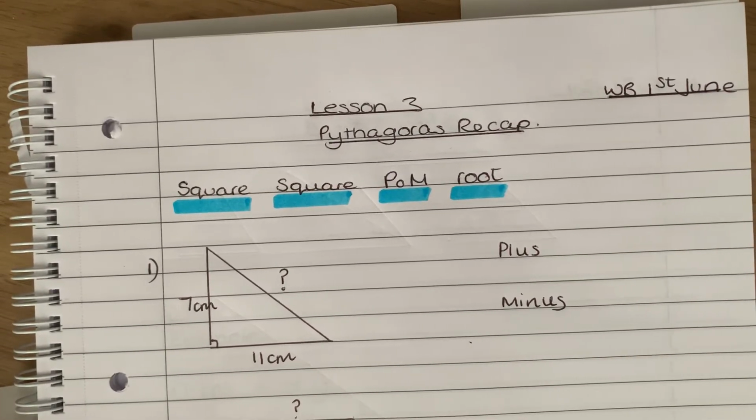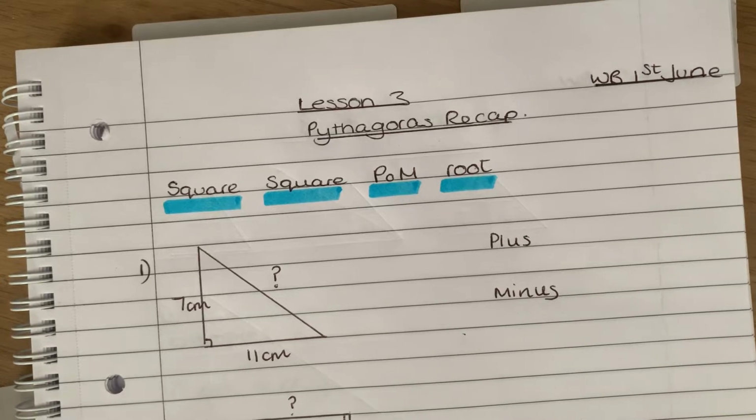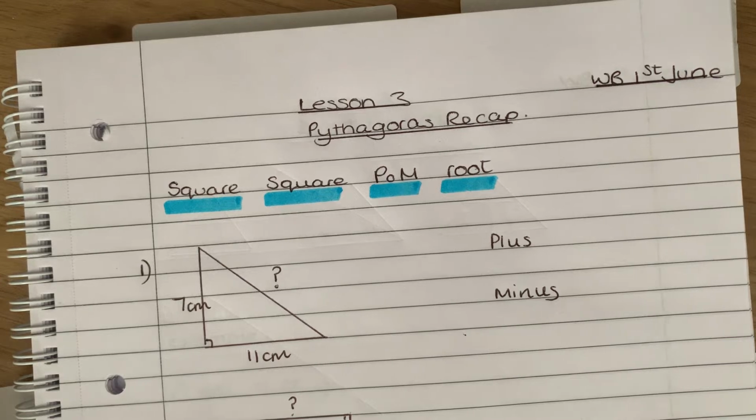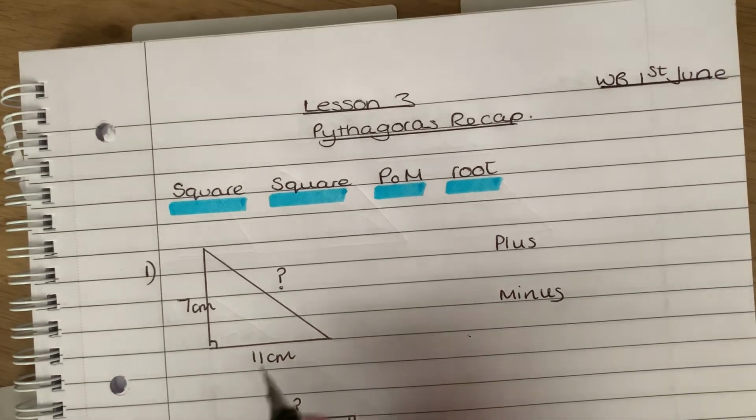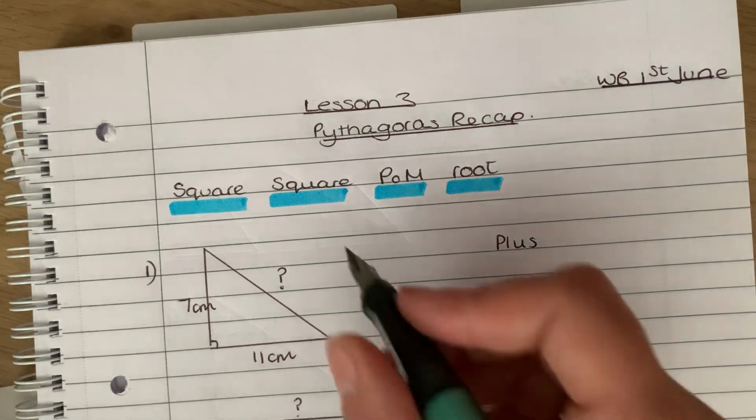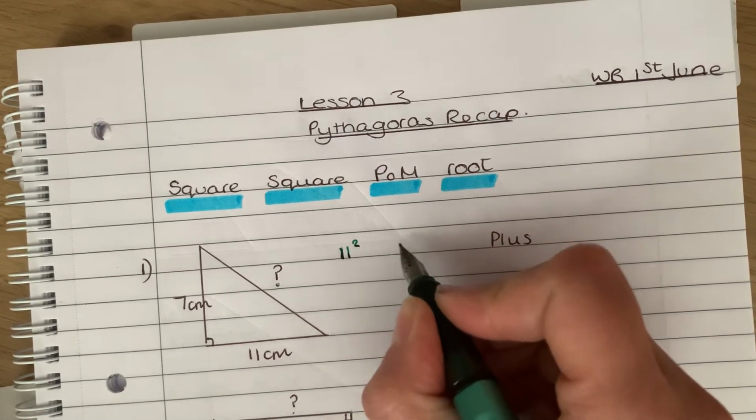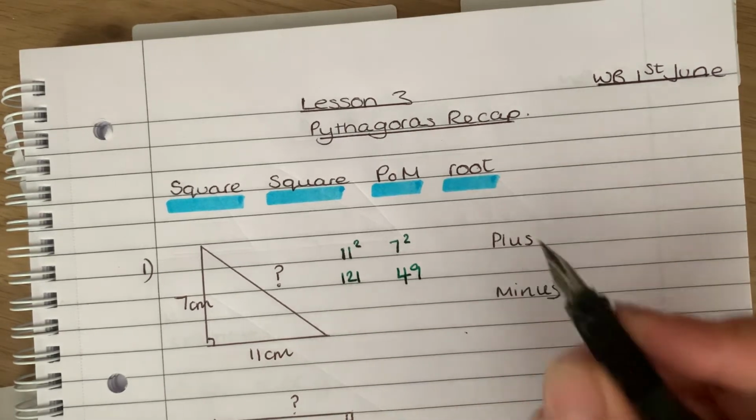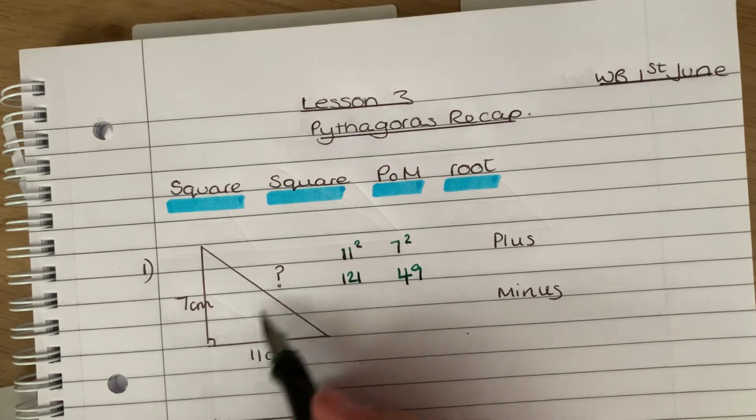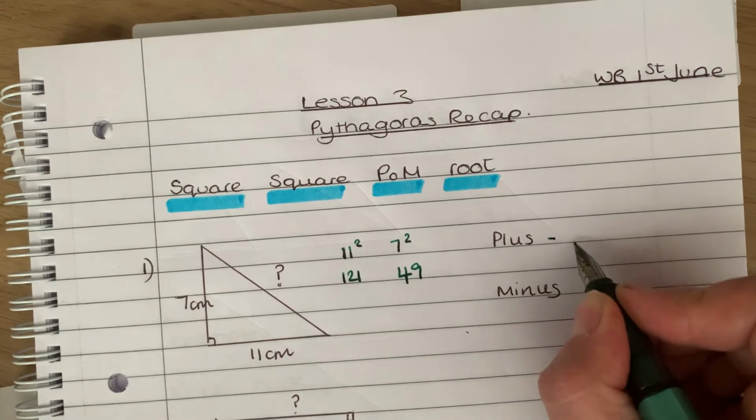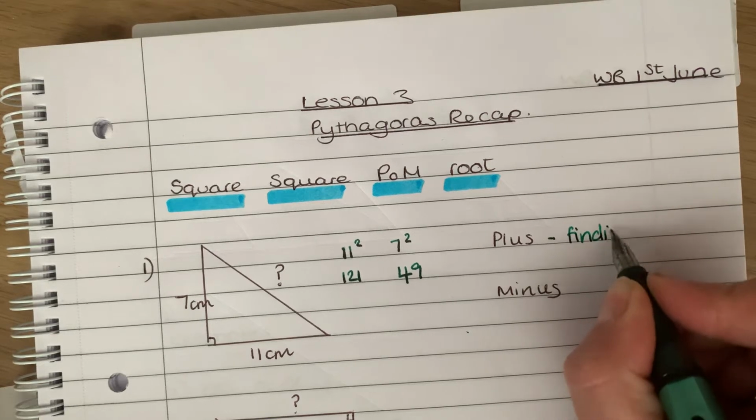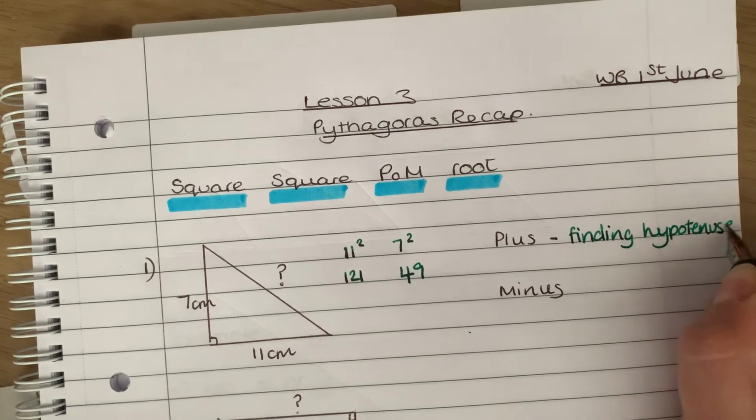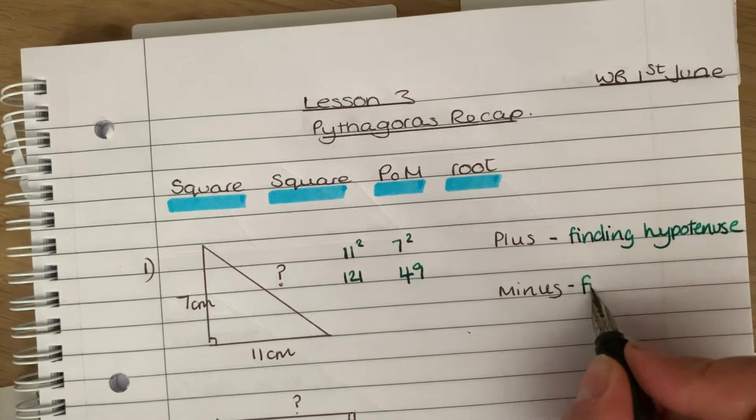Okay, so square, square, pom, root is the little mantra that we talked about. We square the sides, then we plus or minus, and then we root our answer. It was as simple as that. Okay, so here I've got two sides, so I'm going to square them both. So I've got 11 squared and 7 squared. So that's 121 and 49. Now, remember, you plus them if you're finding the hypotenuse, and you minus them if you're finding one of the shorter sides.